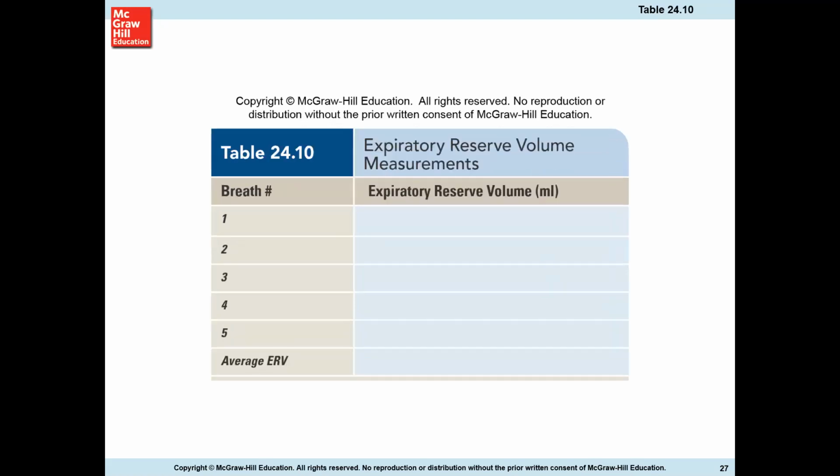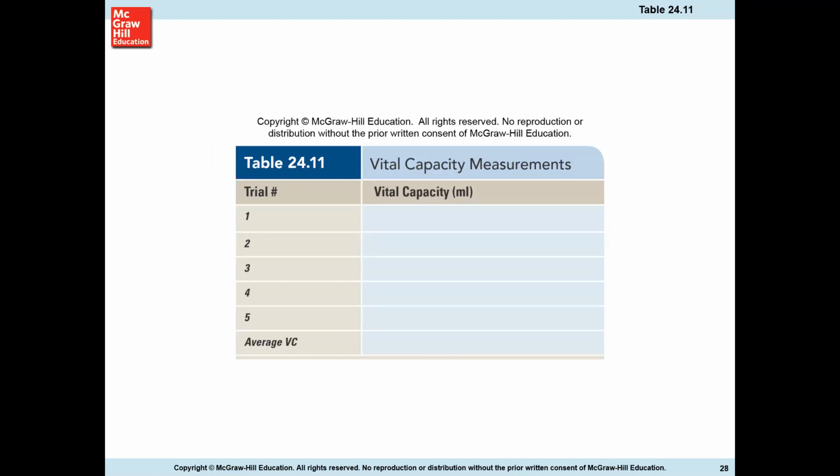And once you record those volumes, you can get your tidal volume, your expiratory reserve volume based on the readouts. Inspiratory reserve volume, tidal volume, plus your expiratory reserve volume, then you could do your capacity, vital capacity. And it's pretty good. You do it 5 times.